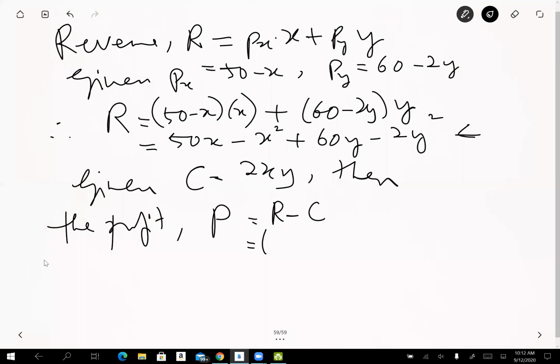Yeah, I just put the bracket so that we differentiate the revenue and the cost. So let's just do that. That's the first step.